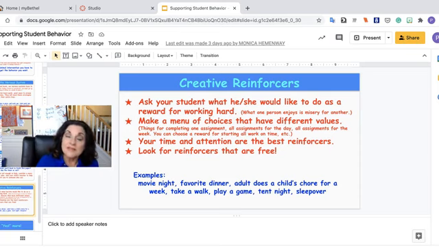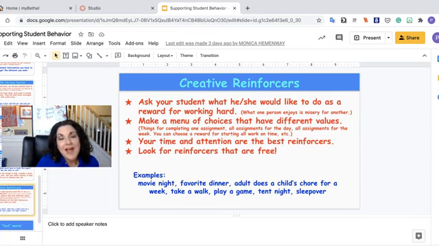So maybe this reinforcer is when you finish this assignment. And maybe if you do all the assignments for the day within the specific time period, this is a bigger reinforcement that you have. Or maybe you can build up for a whole week. So really just having some different reinforcers is very powerful. Your time and attention are the most powerful reinforcers. I can't say that enough.